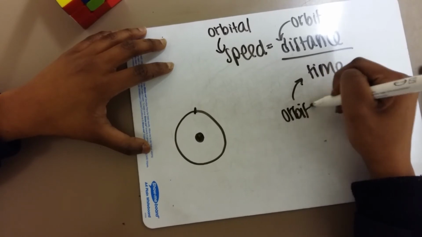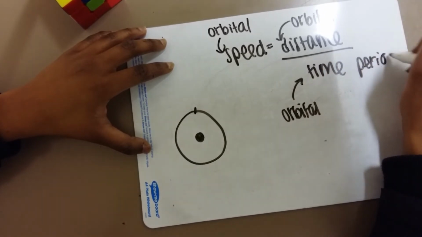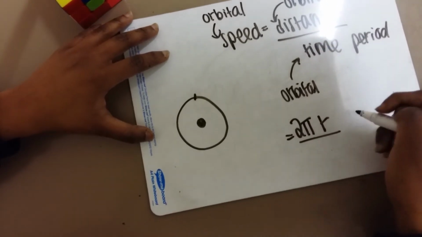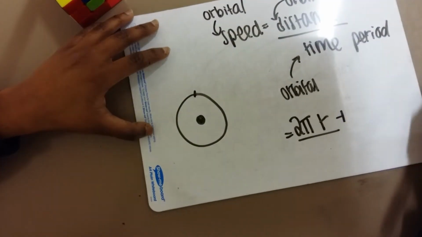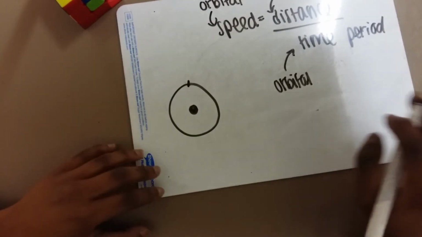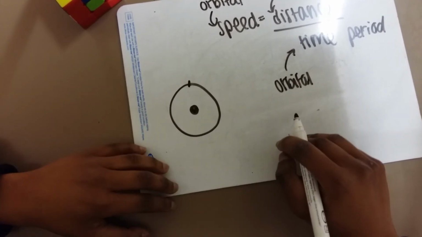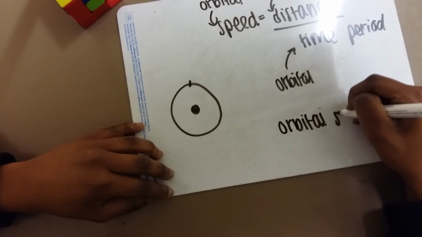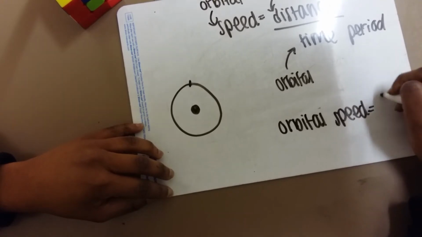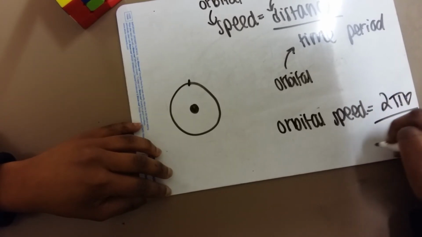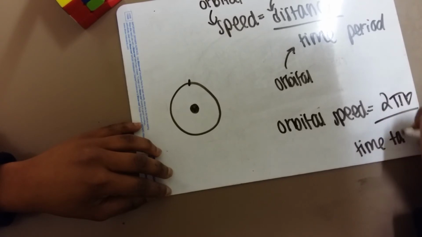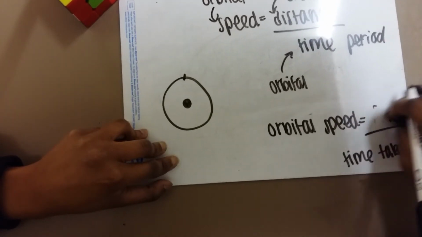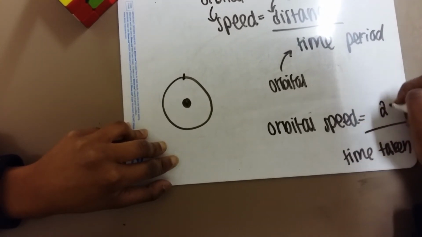Again, time period. So the only difference is you're doing 2 pi r over time, and this is what we'd call the orbital distance. A lot of people just see that and get scared. It's just the distance over the time. Speed equals distance over time. So the equation for that would be, if you want it written out, orbital speed equals 2 pi r over time taken, or orbital time period. And 2 pi r again is just the equation for the circumference of a circle.